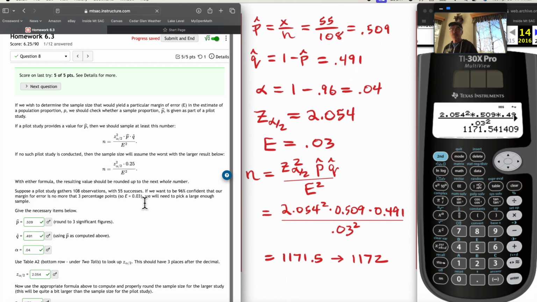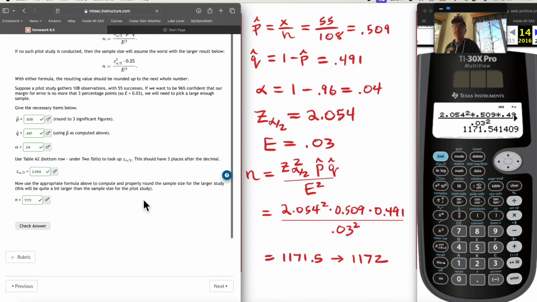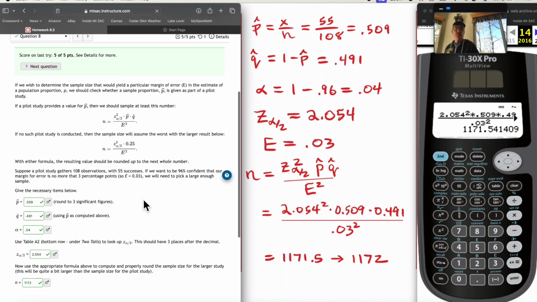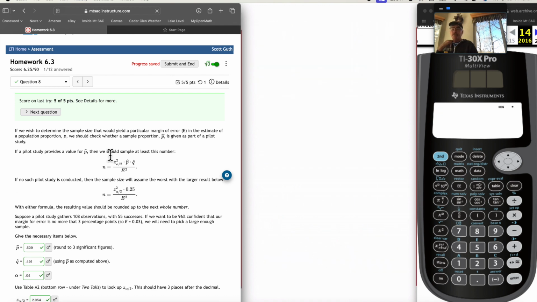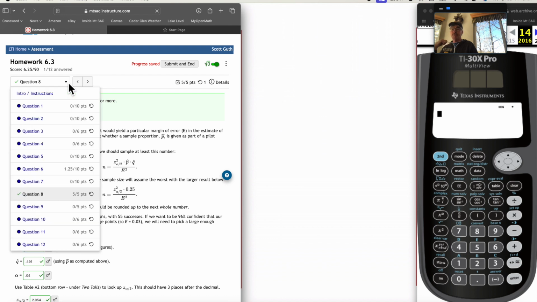So everything should be good to go. And that's how you do a sample size problem. Okay, then I think I'm going to go ahead and try one more, because some people were kind of thrown off by this. I think I want to go to question 10.